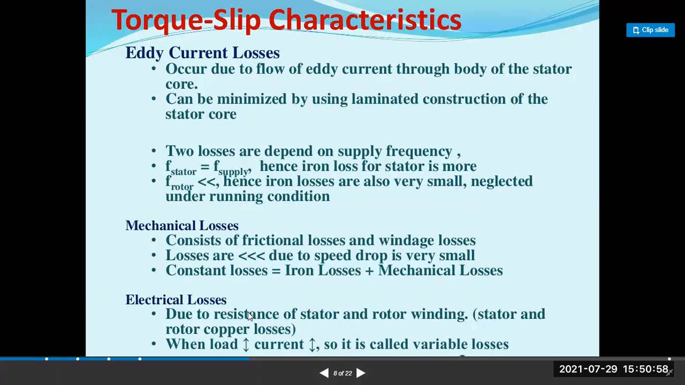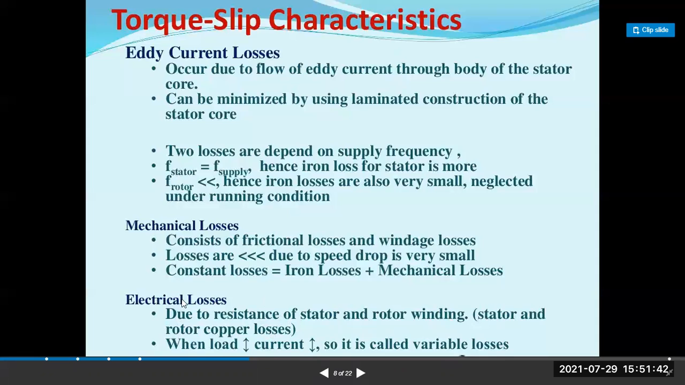Okay. So you can see here in the point wise, it is written, due to the resistance of stator and rotor winding. Stator winding will have some resistance because there is a wire present in the stator part also. So there will be stator resistance, and electrical wire is also there in the rotor part, so there will also be a rotor resistance. In those cases, the stator copper loss and the rotor copper loss occur. So electrical losses occur for the stator case as well as the rotor case. That's why it is named your stator copper loss and your rotor copper loss.